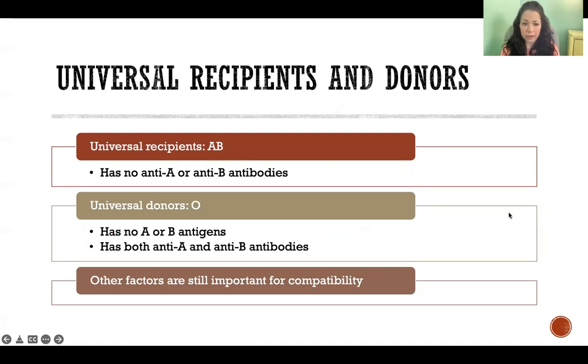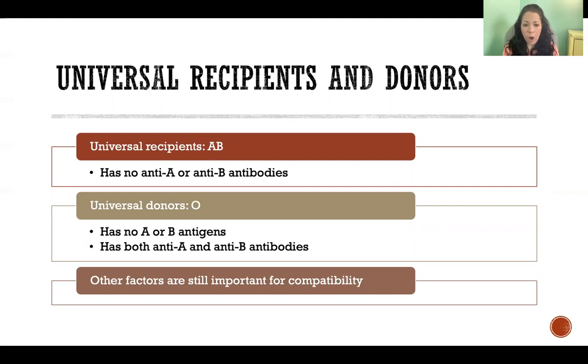So then we get to the idea of universal recipients and universal donors. So a universal recipient would be somebody with AB blood, and that's because they don't have anti-A or anti-B antibodies in their blood. So if you don't have either type of antibody, that means that you could receive from type A blood, type B blood, type AB, or type O. And whichever kind, you don't have A or B antibodies that would destroy that blood. So those people can receive blood from any of the 4 types.